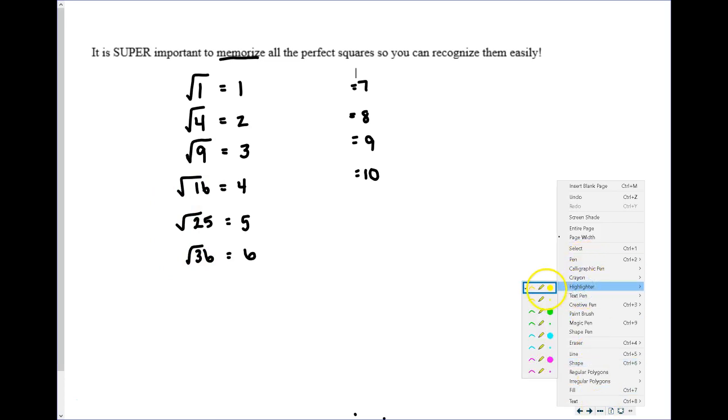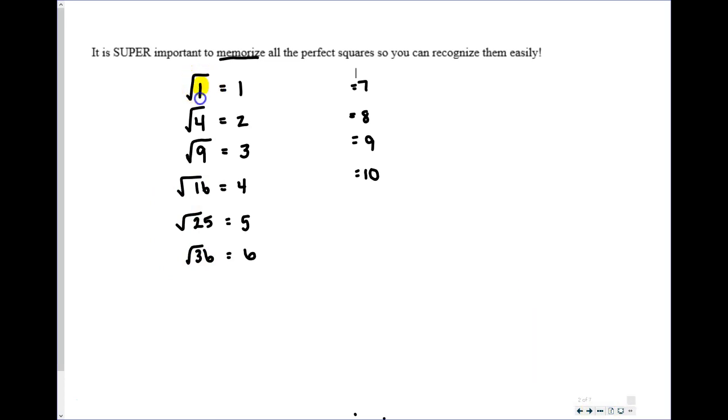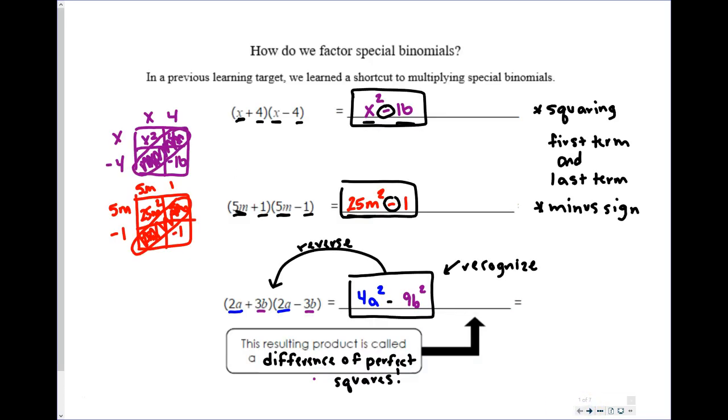I'm going to use the highlighter here. These numbers, the 1 is a perfect square, the 4, the 9, the 16, the 25, the 36. Those are perfect squares. And notice that when I go back to this slide right here, do you see how 25 is right here in front and a 1 is right here? Well, those are two perfect squares, right? The square root of 25 is 5, which is what we had in the beginning. 4 is a perfect square. 9 is a perfect square. 16 is a perfect square.